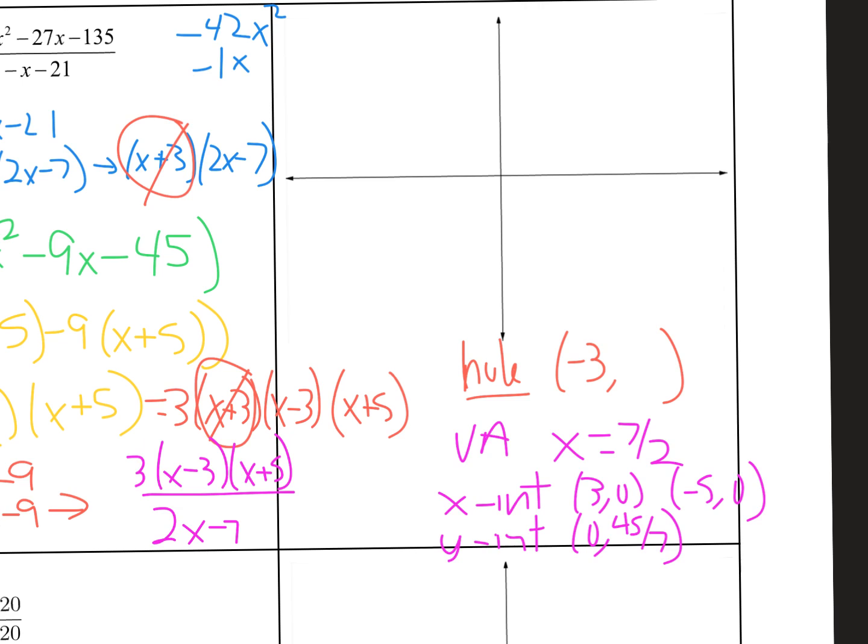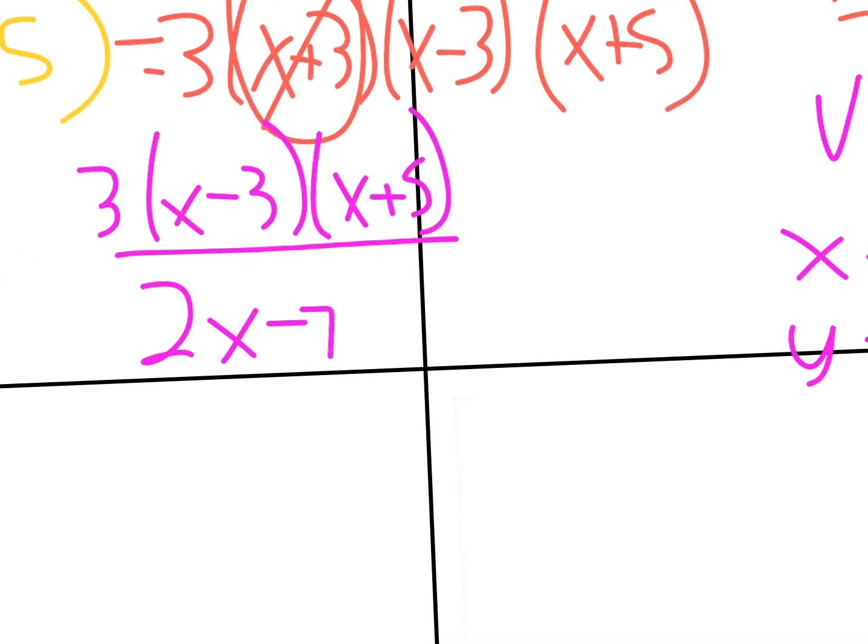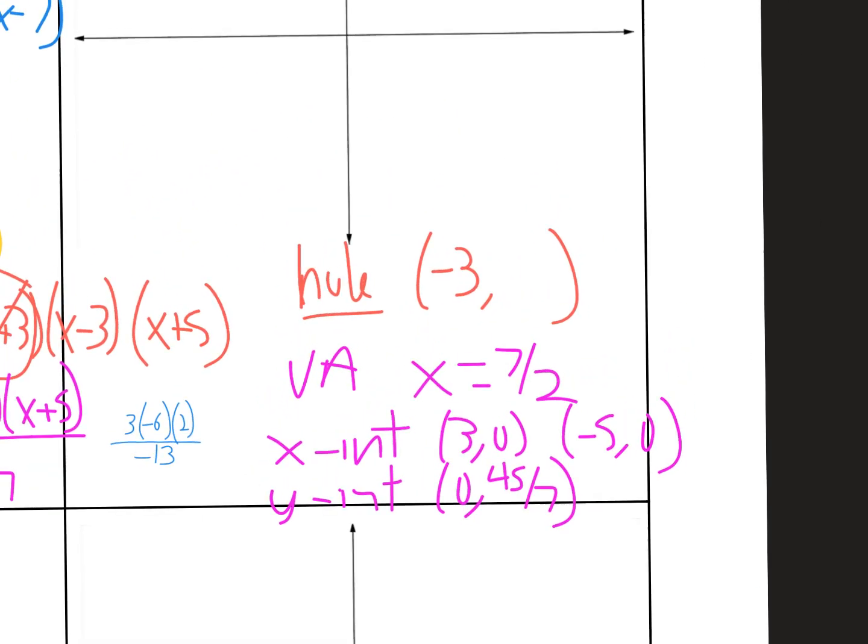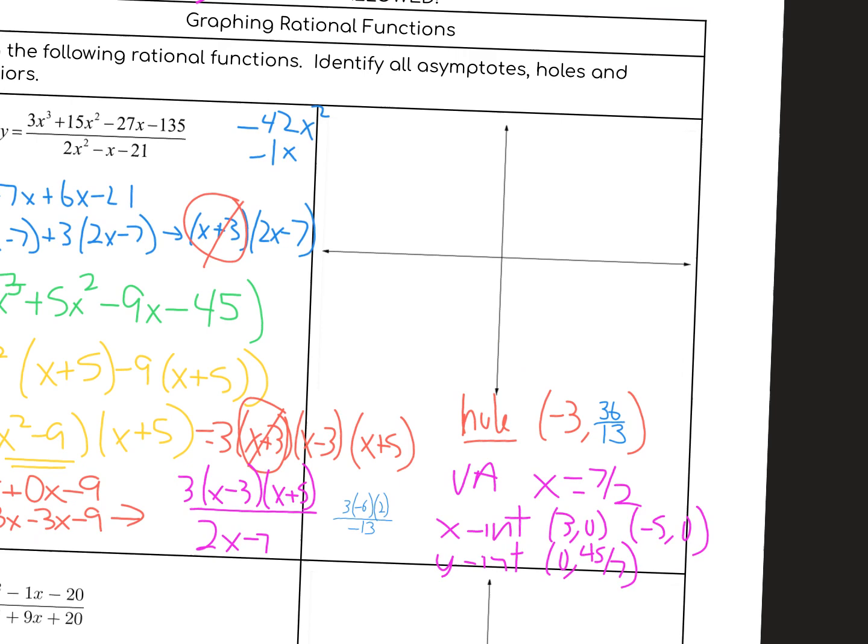The hole, if I plug in negative 3, right? So I'm going to have 3 times negative 3 minus 3 is negative 6. Negative 3 plus 5 is 2. 2 times negative 6 is negative 12, and 2 times negative 3 is negative 6, so negative 13. 3 times 6 is 18. Times 2 is 36 over 13. That's a weird number. I got rid of the negatives because there were 2 negatives. And then sketch a graph.